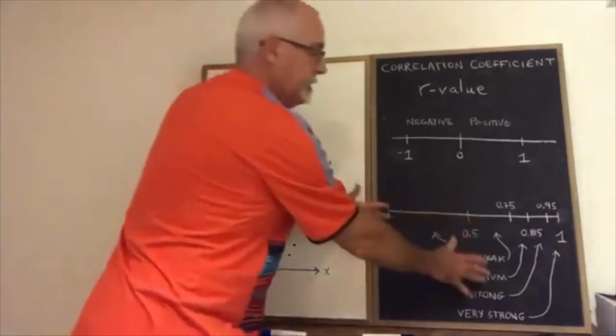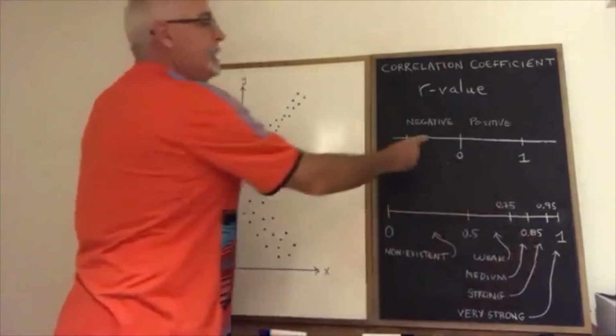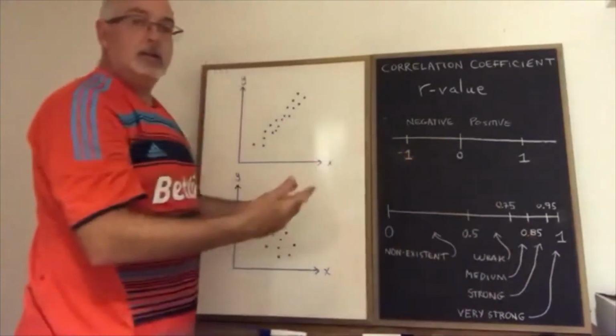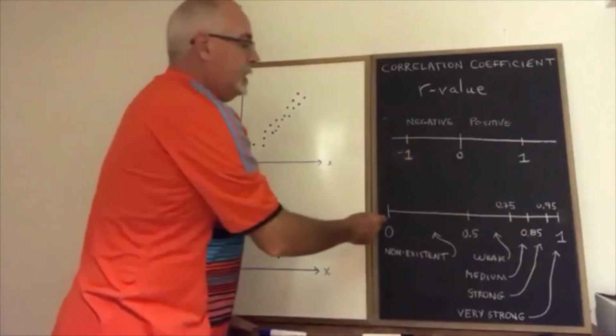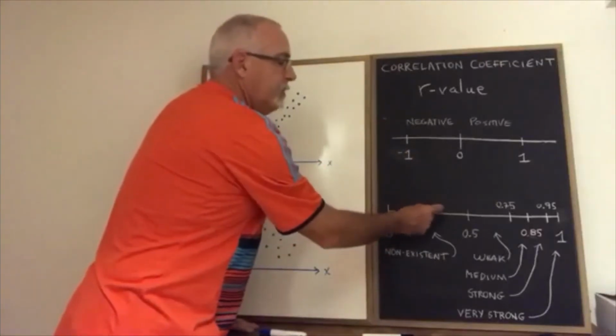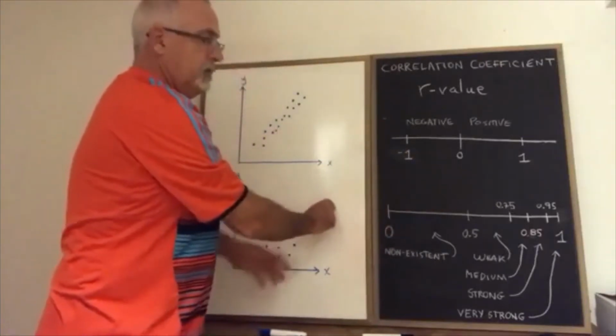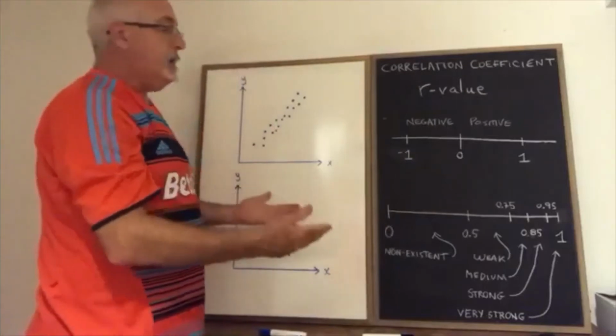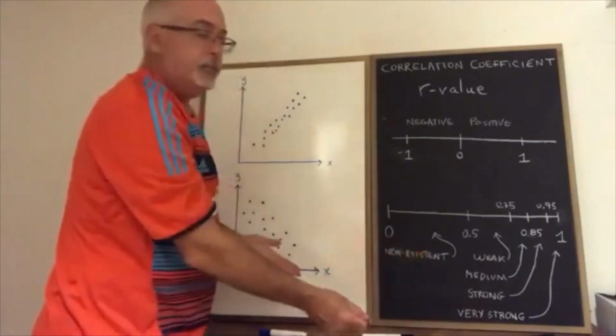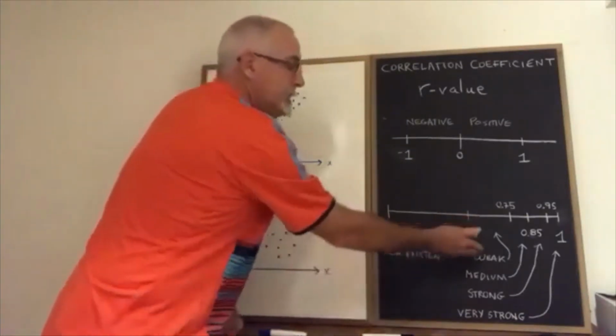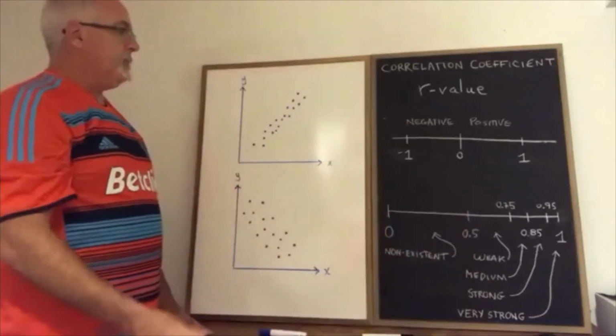Although I didn't have room to show it on my chalkboard, the interval between 0 and -1 works the same way. An R value of -0.4 would be over around here on the number line, and it would be non-existent. An R value of -0.6 would be weak, etc.